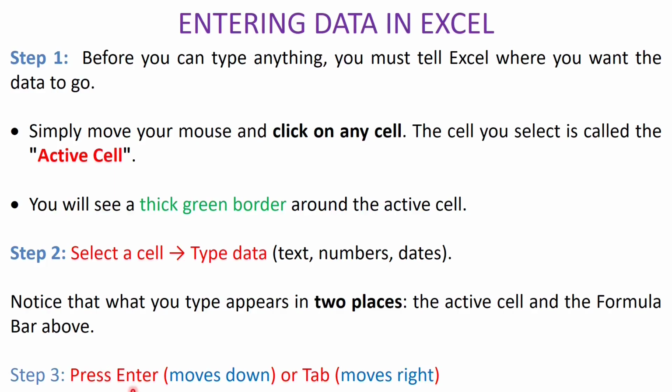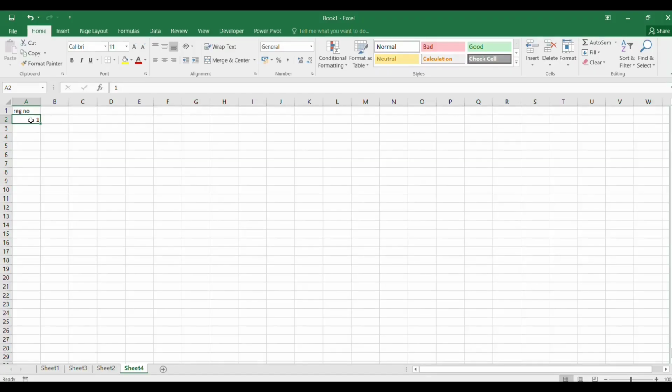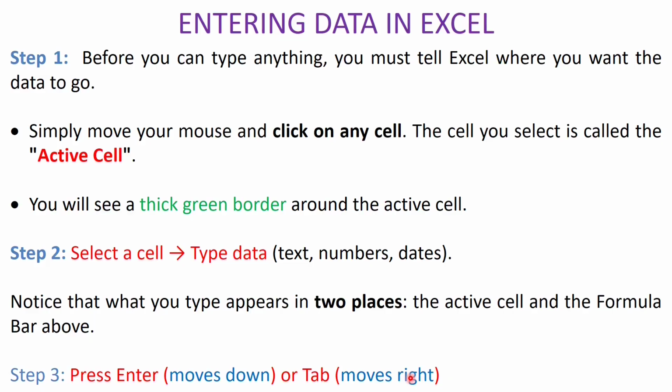When your input is complete, pressing the Enter key will move the selection down to the next cell in the same column, while pressing the Tab key will shift the selection to the next cell in the same row. This behavior makes it easy to enter data in a structured fashion, particularly when filling large tables.